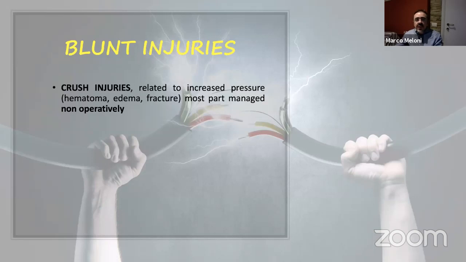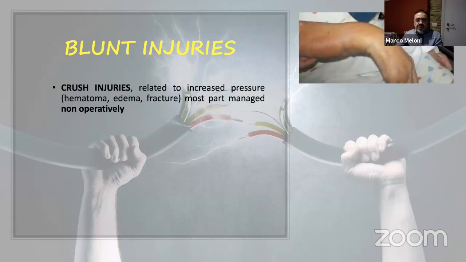Blunt injury are, for definition, closed injury. One of the most common is crush injuries. Crush injury is related to increased pressure, like could be hematoma, edema, or fracture, and the most part are managed non-operatively. The only reason to explore crush injuries is when there needs surgery for the reason, like could be fracture. In this case, we explore also the nerve during the surgical procedure for fracture fixation.